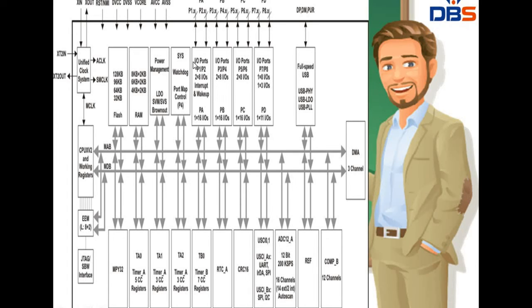What is IO, input or output? By using these ports we can access the data, or by using these ports we can send the data. Each IO pin is individually configured for input or output direction, and each IO line can be individually read or written into.